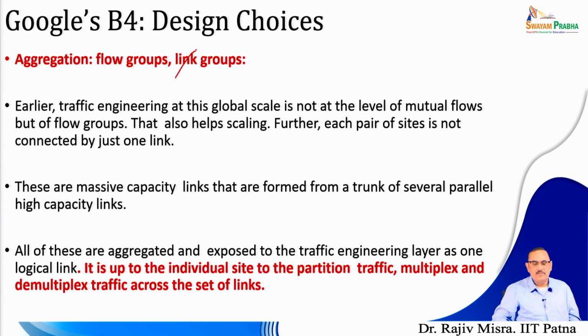Next, the aggregation, that is flow groups and link groups. Earlier, the traffic engineering at the global scale is not at the level of individual flows, but of groups of flows, and that also helps scaling. Further, each pair of sites is not connected by one link; there are massive capacity links formed from the trunk of several high capacity links. All of these are aggregated and exposed to the traffic engineering layer as one logical unit. It is up to the individual site to partition traffic, multiplex and demultiplex traffic across the set of links.